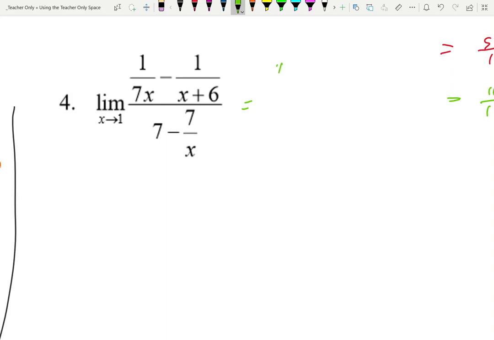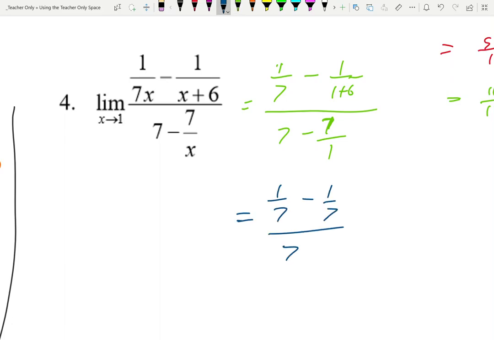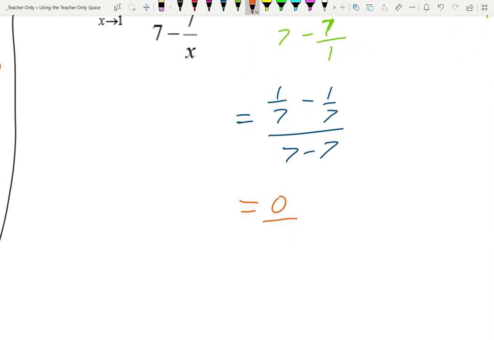All right, so if I substitute in one, this is going to be 1 over 7 minus 1 over 1 plus 6 over 7 minus 7 over 1. Not looking good. Okay, because now we're going to have 1 over 7 minus 1 over 7 minus 7. Sad face, right? This is 0 over 0. But the good news is we know because it's 0 over 0, this is algebra. This is an algebra technique. This is not big little.